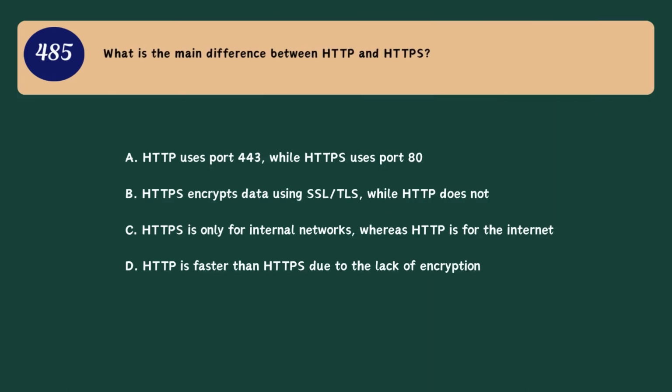Question 485. What is the main difference between HTTP and HTTPS? A. HTTP uses port 43, while HTTPS uses port 80. B. HTTPS encrypts data using SSL/TLS, while HTTP does not. C. HTTPS is only for internal networks, whereas HTTP is for the Internet. D. HTTP is faster than HTTPS due to the lack of encryption.